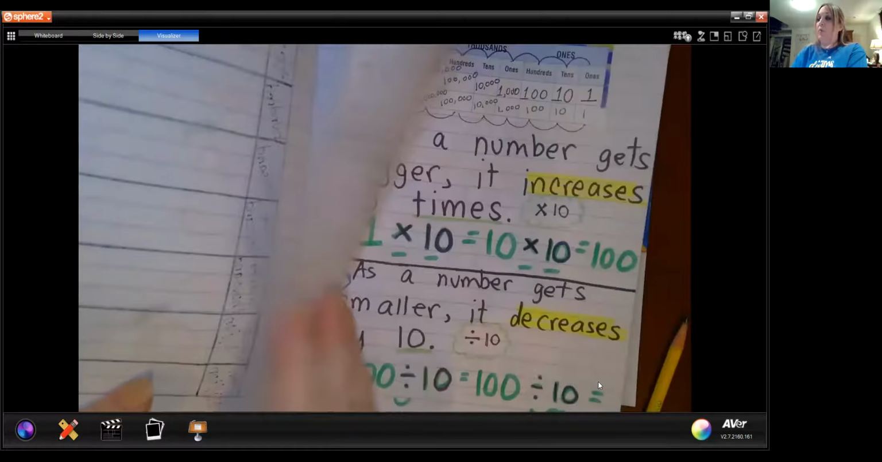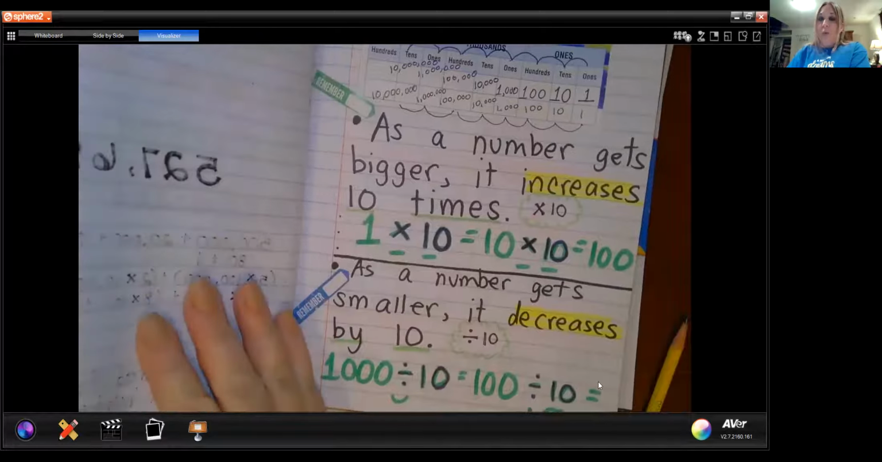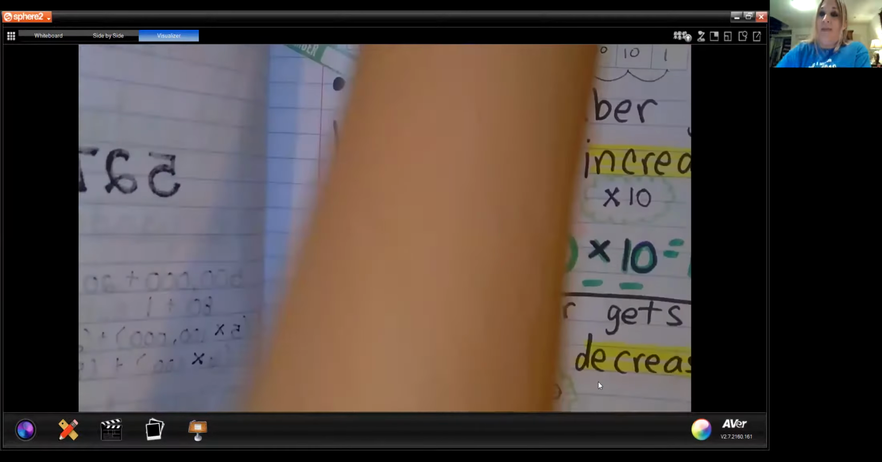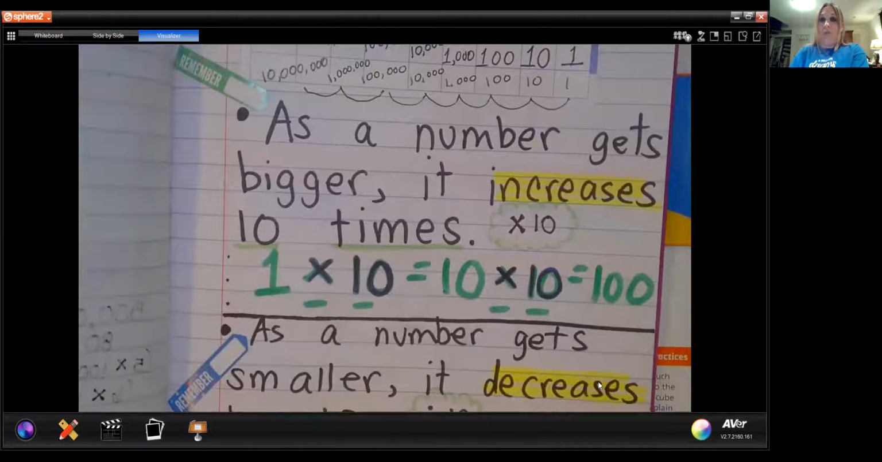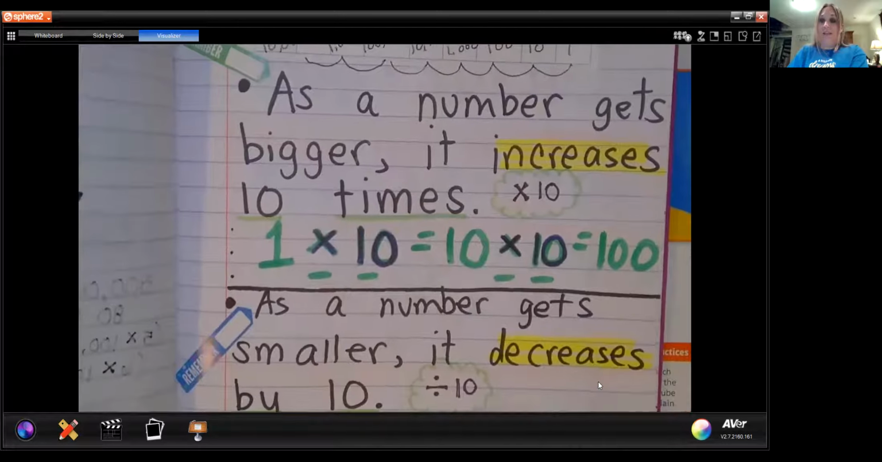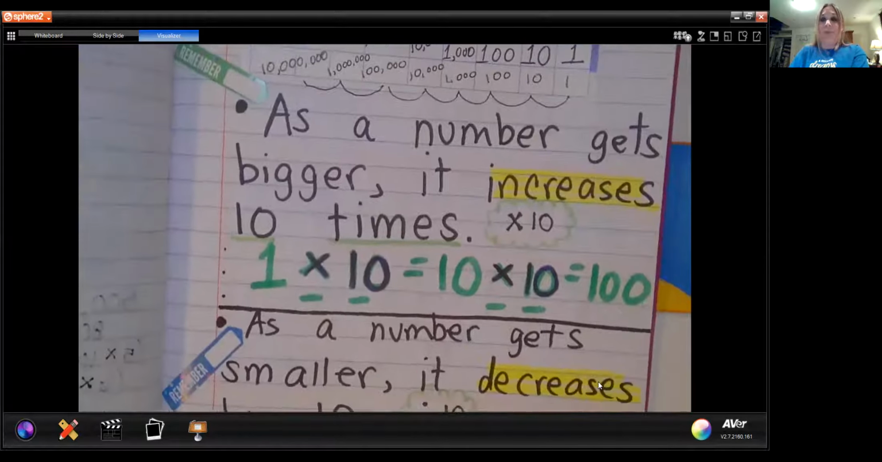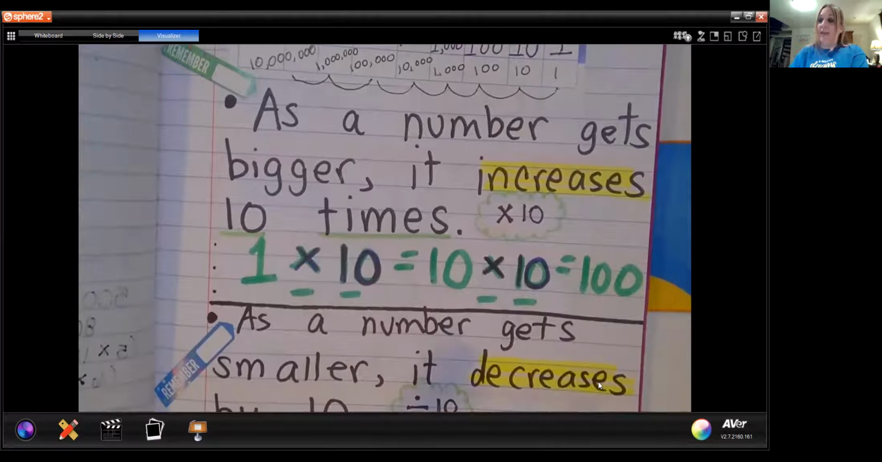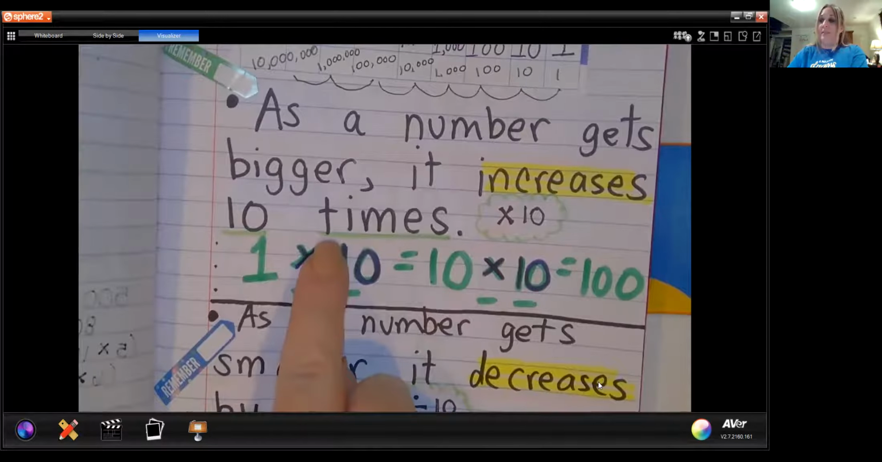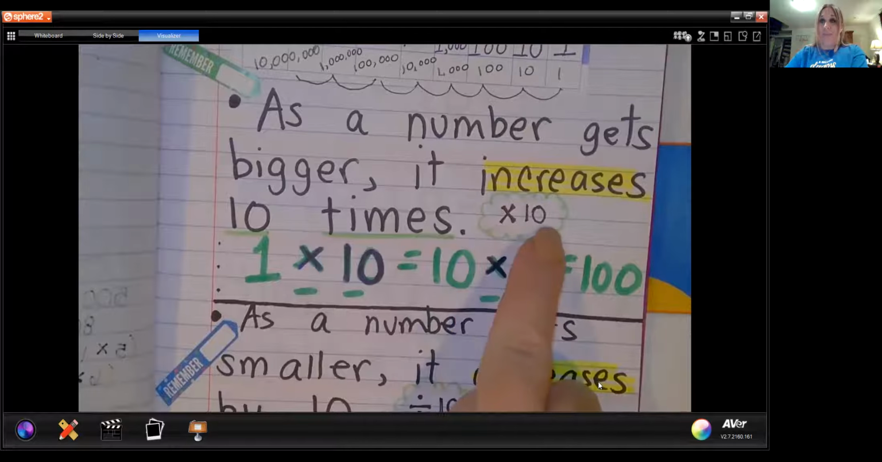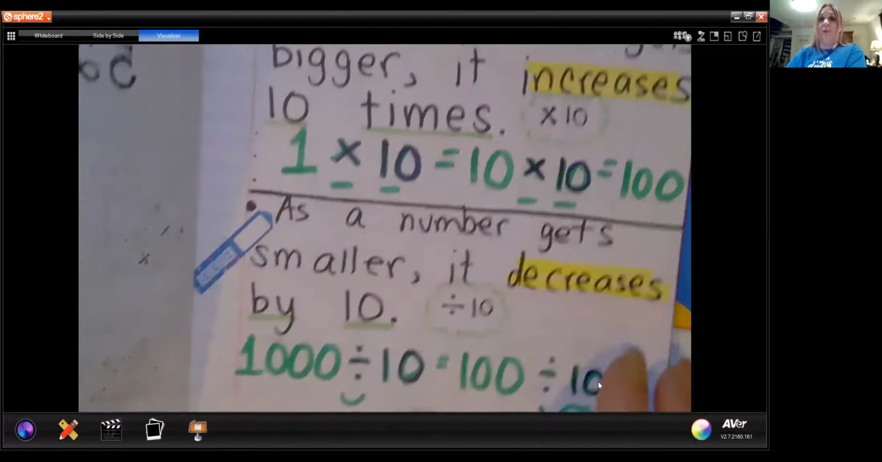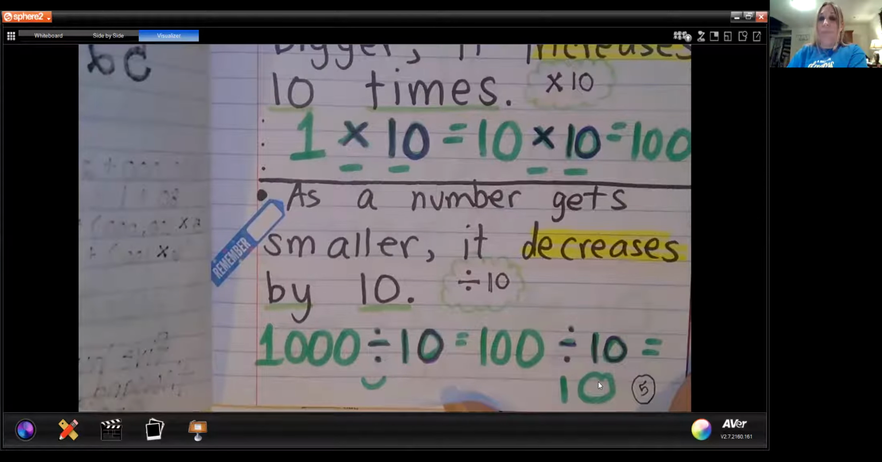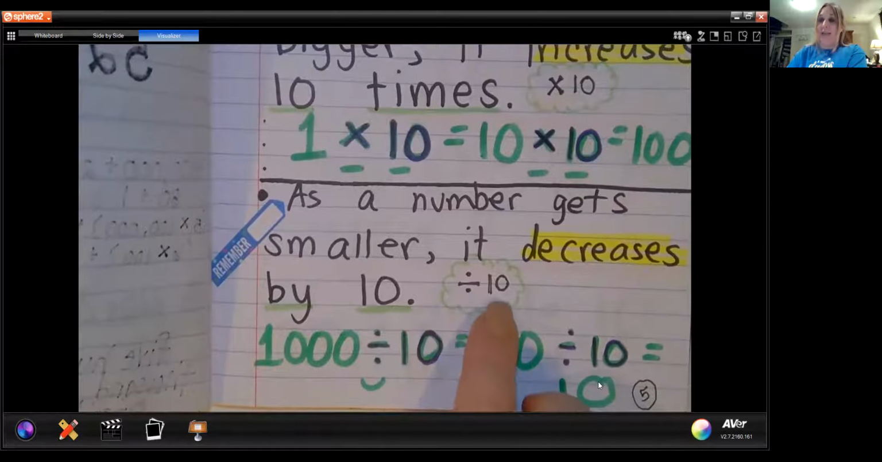In our book, we moved forwards. This is where place value gets a little bit tricky, and this is not something that you learned in 4th grade. What we're studying in this video is, as a number gets bigger, it increases 10 times. So anytime you see the words 10 times, we multiply by 10. And as the number gets smaller, it decreases by 10. What that means is it divides by 10.